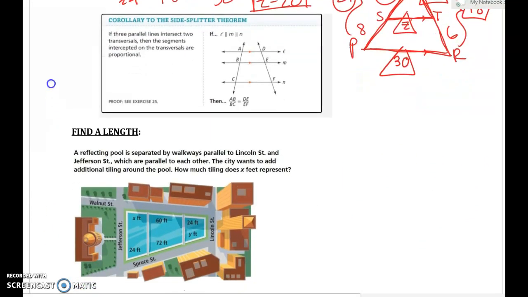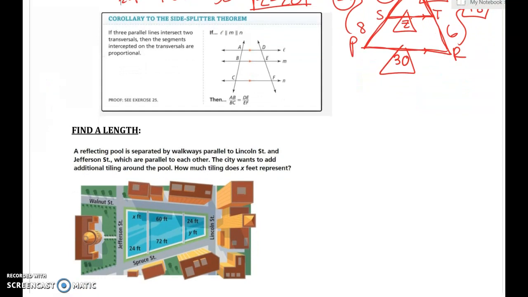We have a corollary to the side splitter theorem. But we know that if 3 parallel lines intersect 2 transversals, the segments intercepted are proportional, so we have more proportional sides. Okay, so now we are going to use that corollary to the side splitter theorem, which again, we'll never need to know the name of.